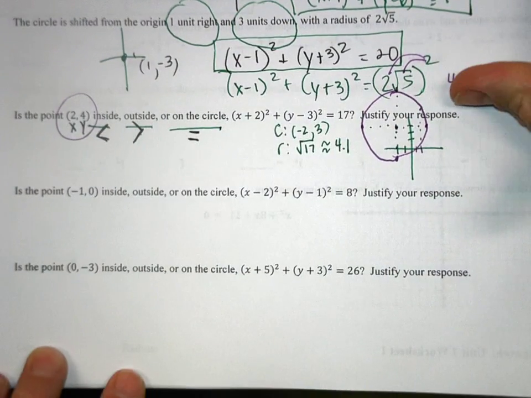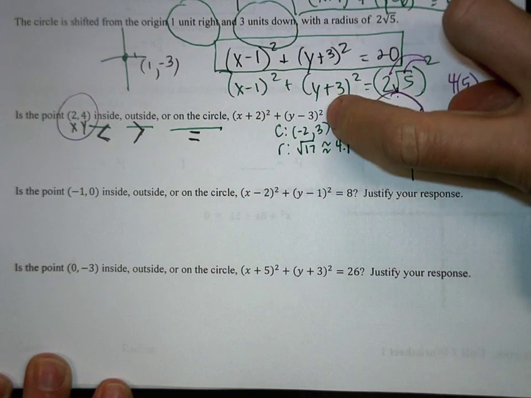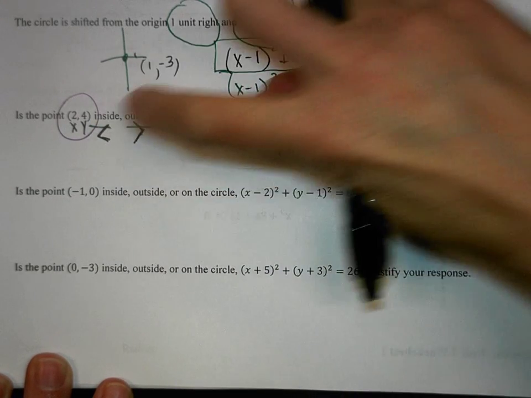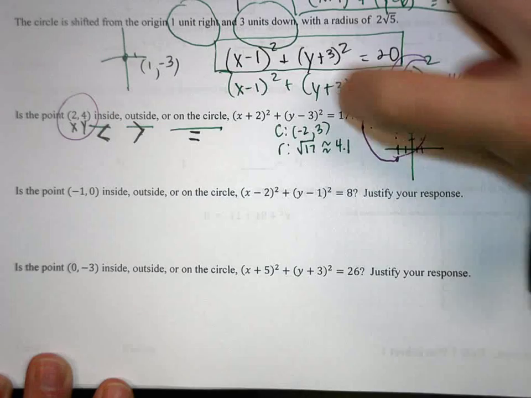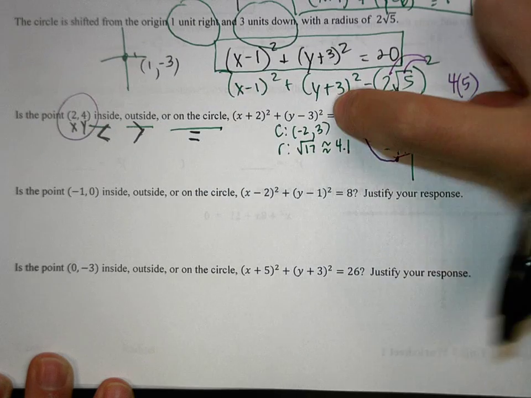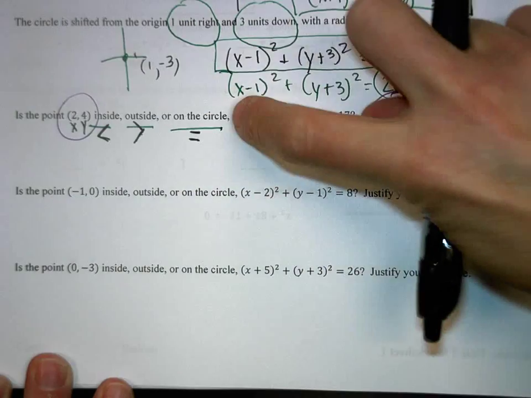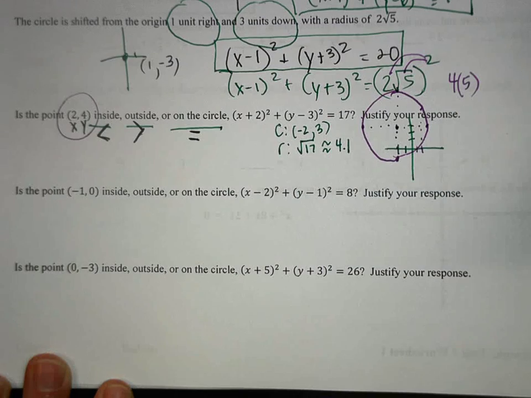So basically, if you were to substitute these signs in here, that will tell you whether it's inside, outside, or on the circle. Is everybody good there? Yes.